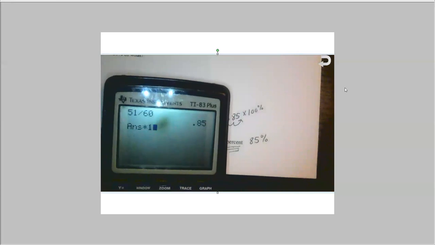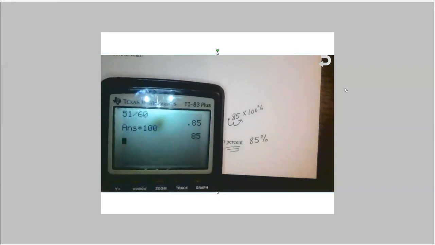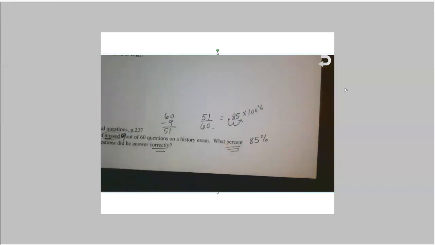Just typing that fraction in, 51 divided by 60, and I get the decimal 0.85. I can turn that decimal into a percent by multiplying by 100, which shifts that decimal 2 spots to the right, and I get 85%. Guys, if you just take your calculator and multiply that times 100, it will shift it for you. That's how you get 85%. It asks for a percent answer, so make sure to give that percent answer.